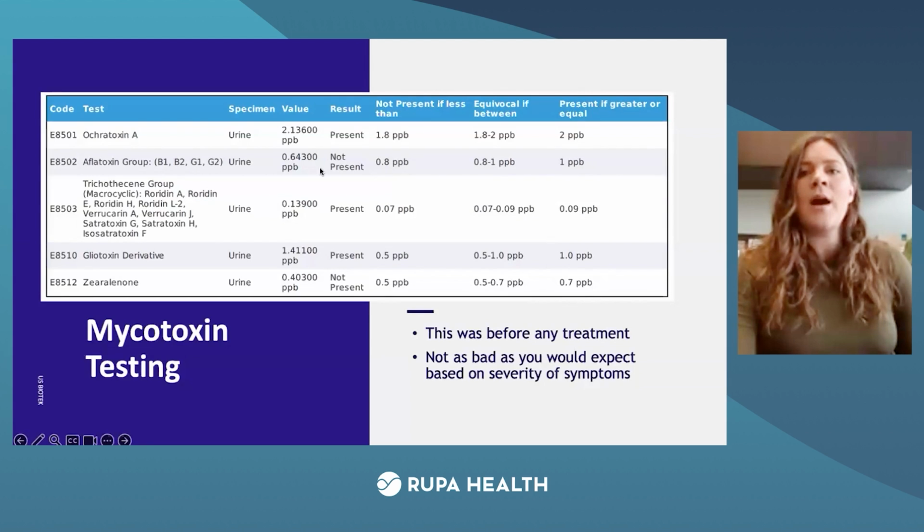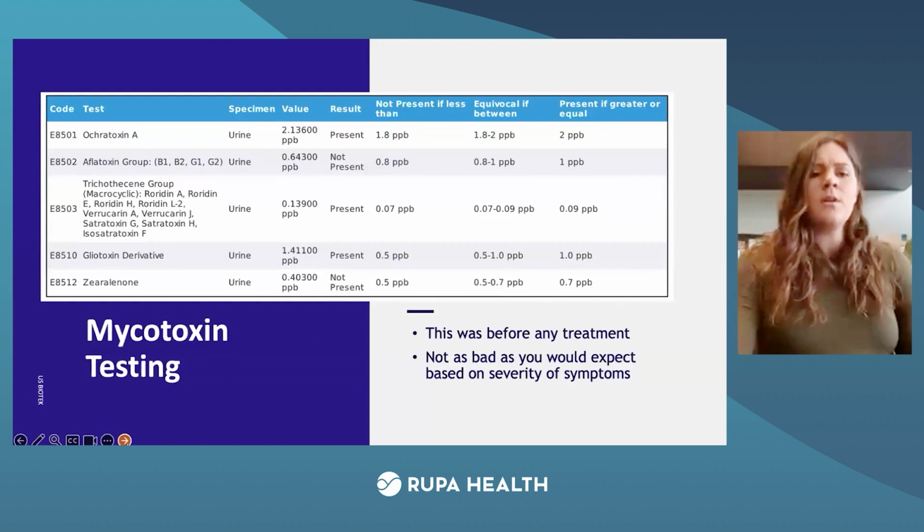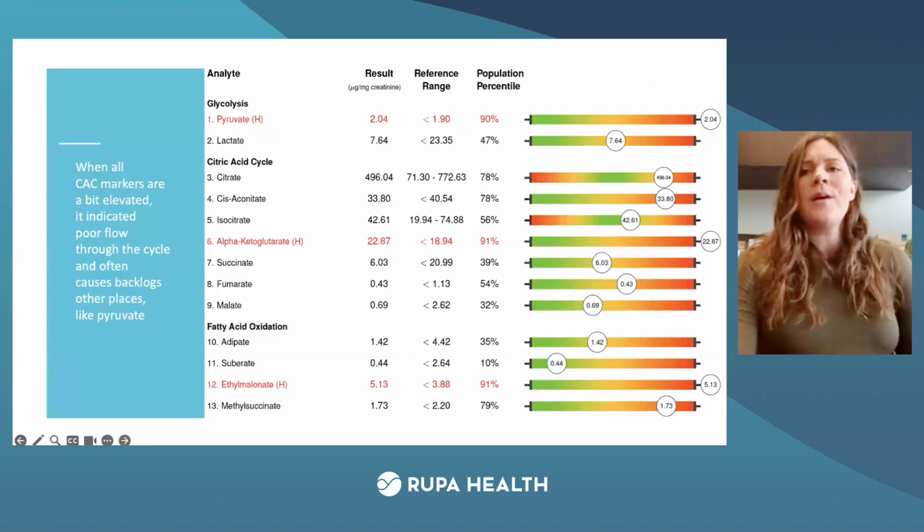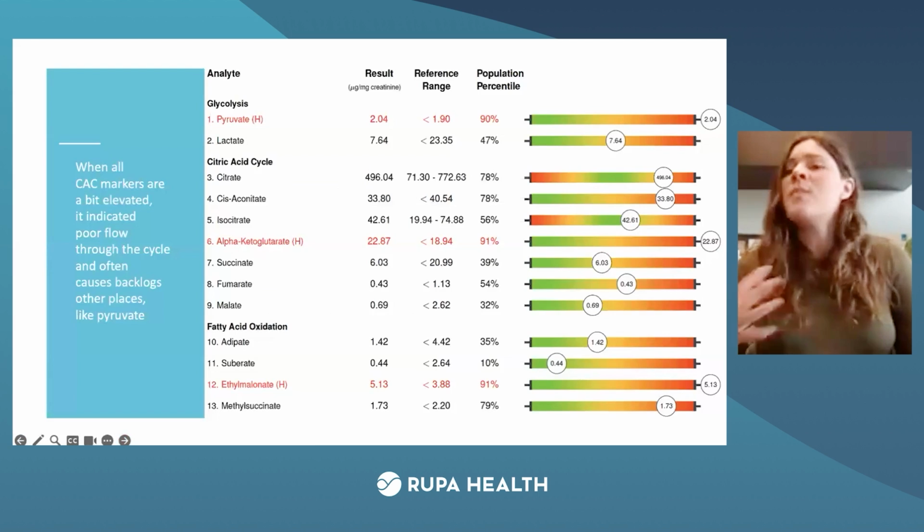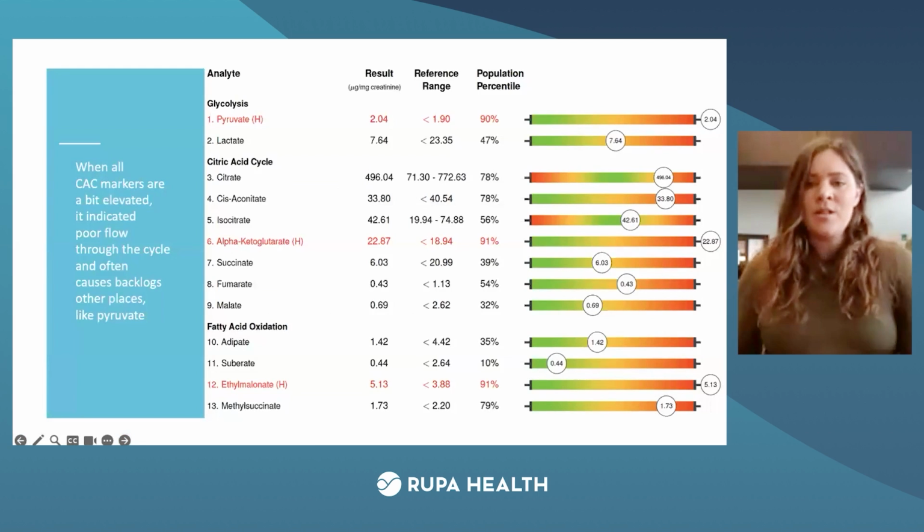So 0.09 is the cutoff, and she's not even 1.5 times over. So it's like, oh, okay. Interesting. The gliotoxin was about 1.5 times over, and that's a big neurotoxin. Okay. But when we look at her organic acids, it's like, ugh, I see. Her organic acids are much more dysregulated than the last patient's.